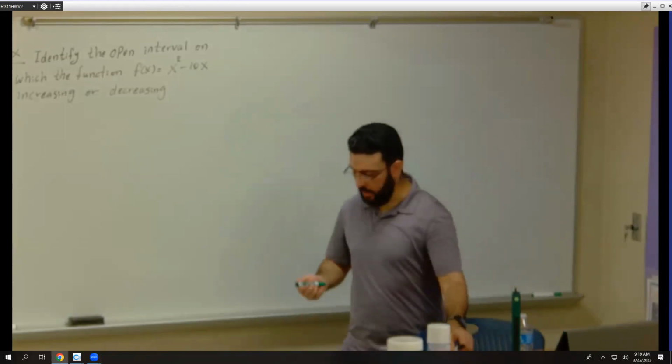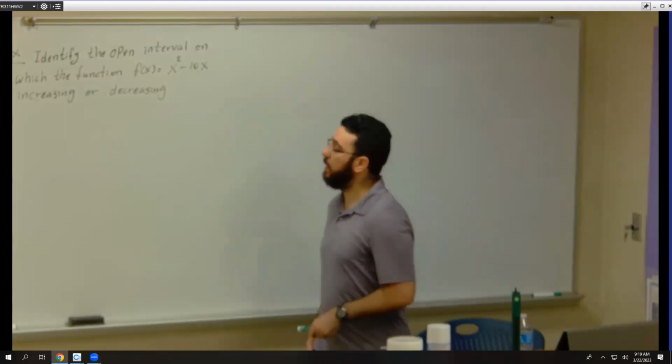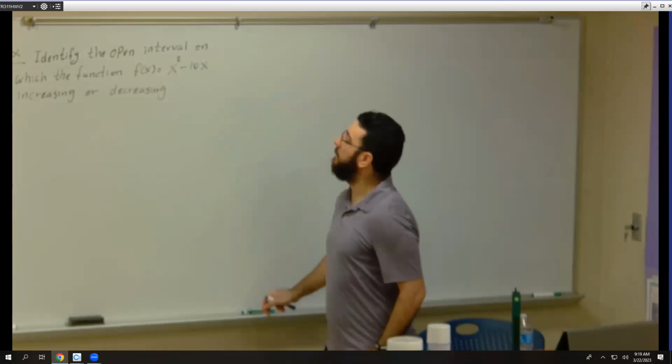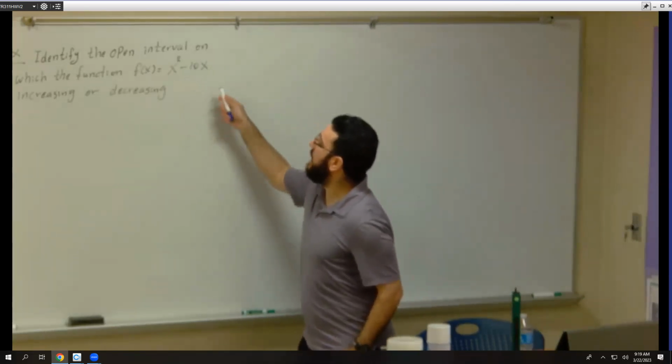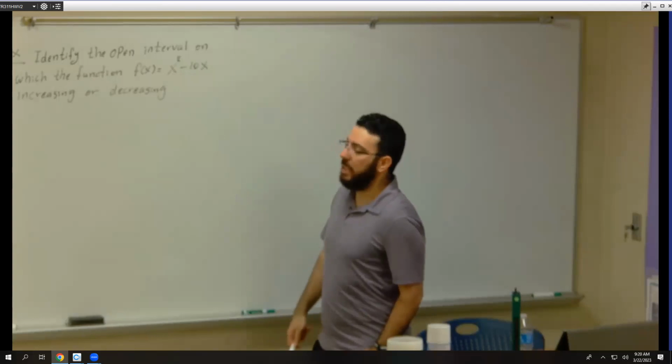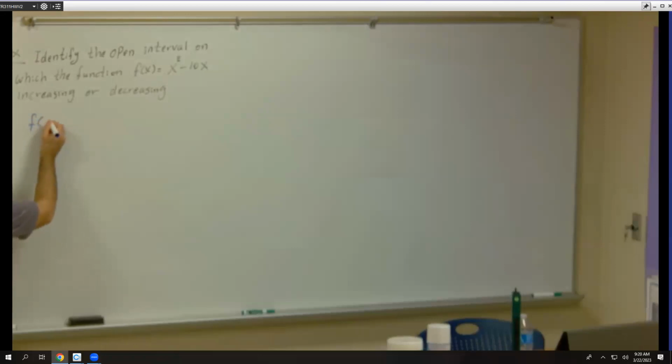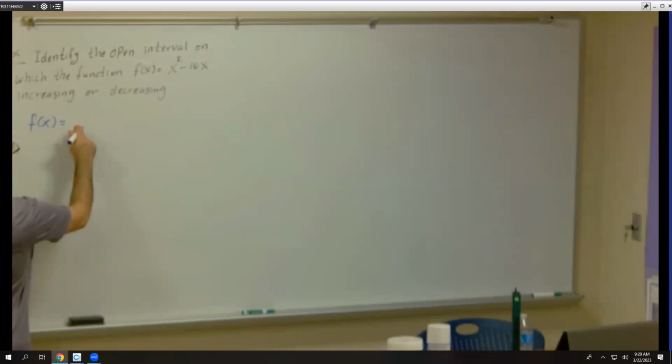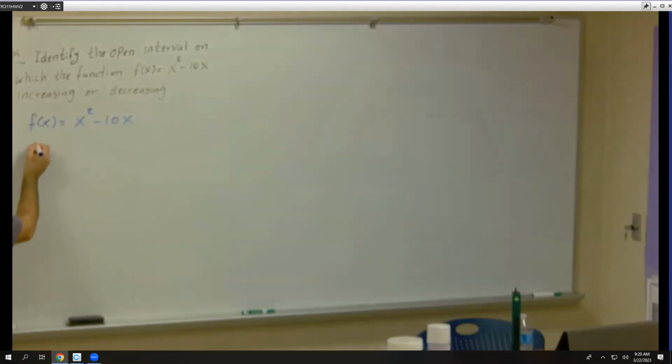So for this example, they ask you to identify the open intervals on which the function f of x equals x squared minus 10x is increasing or decreasing. So we're going to do the same process. Here is my function, f of x equals x squared minus 10x, and then I'm going to find the derivative. The derivative is going to be 2x minus 10.